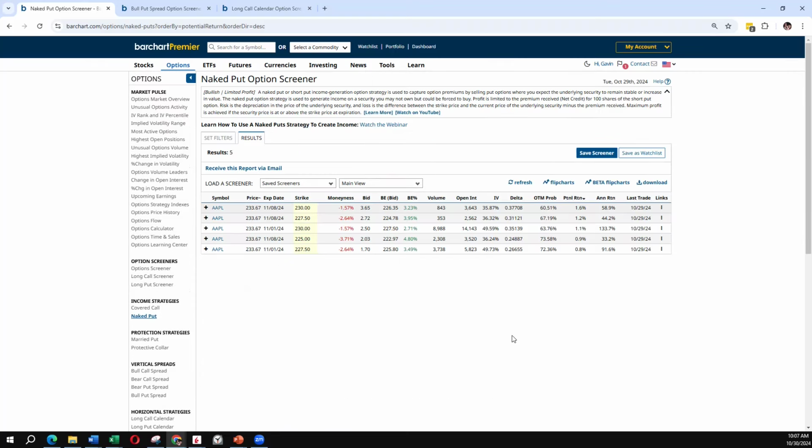And here we've got our results. And I want to filter or sort by the out of the money probability. I want to have the furthest away from the money options. We could have also sorted by moneyness if we wanted.